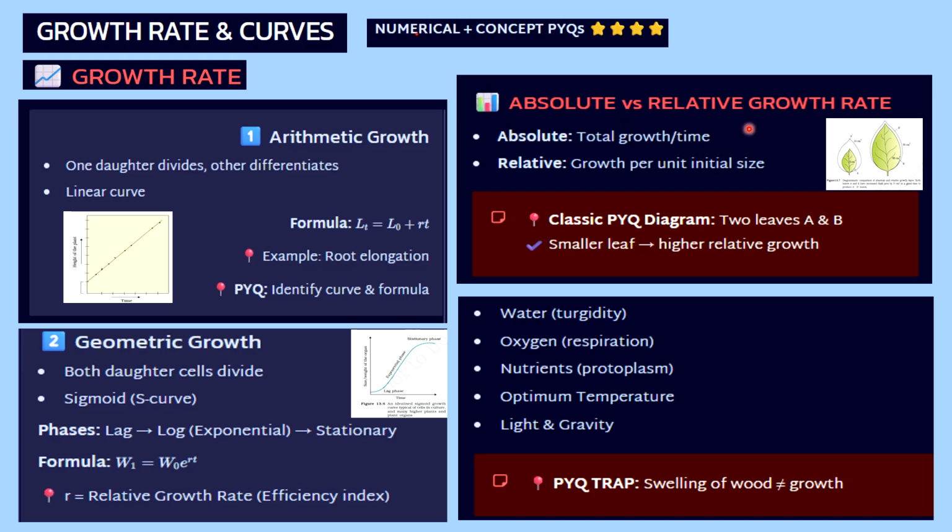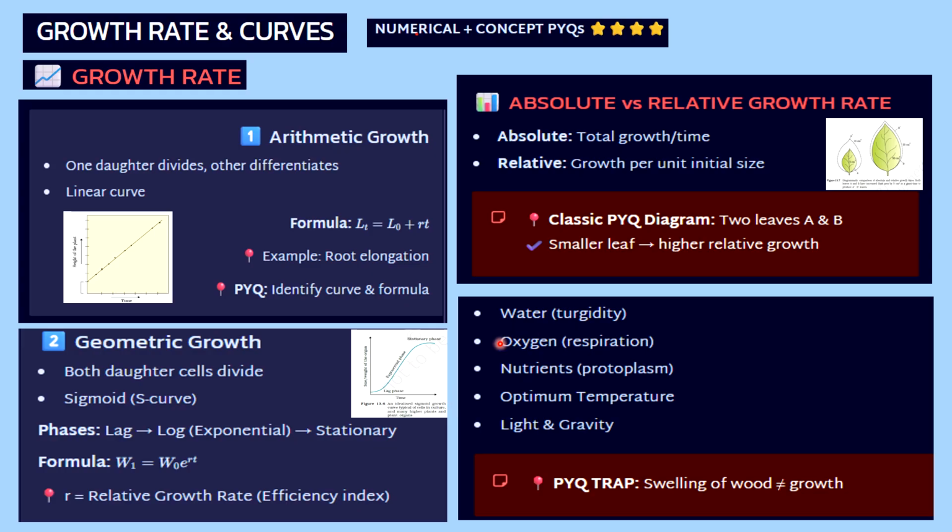Okay, then you have absolute growth versus relative growth. Absolute growth is total growth per time. Relative growth is growth per unit initial size. Remember the two leaves: for absolute growth, if you see both, how much is the increase in surface area per time. Now if you come to relative growth, it means increase in surface area per initial surface area. That's how you get the relative rate. If you compare the two, the smaller leaf will have a higher relative growth rate. Okay, this is very, very important.